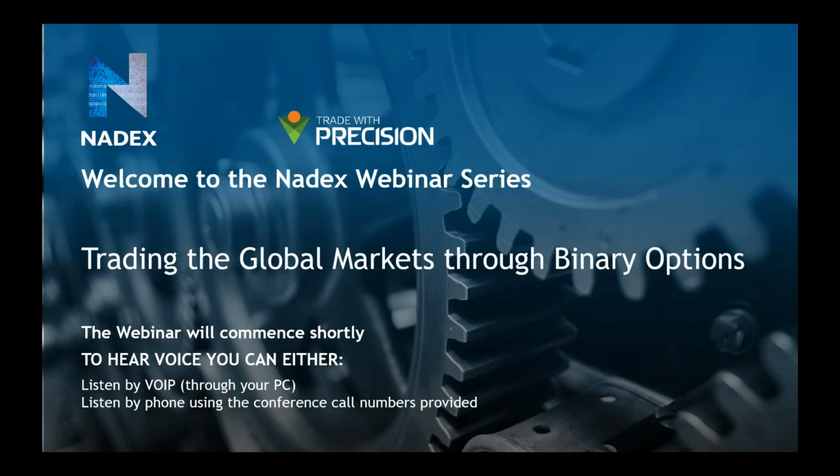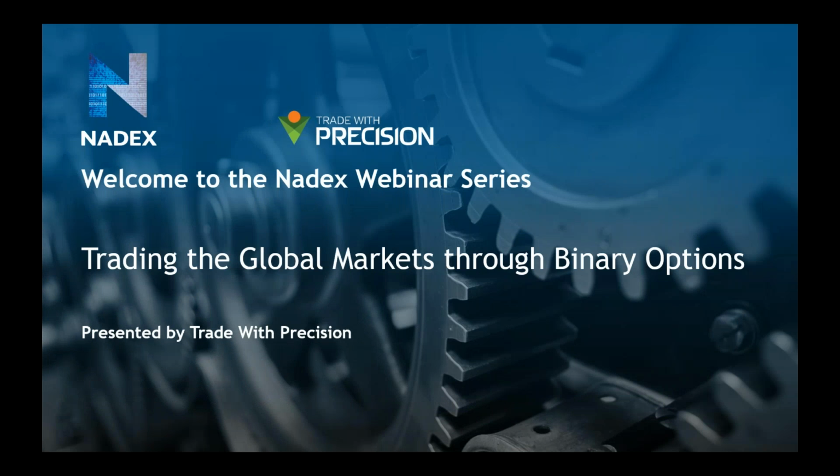Today, it's trading the global markets through binary options. One big hands-on case study. What is it that the markets are telling us, and how can we trade those potential setups in both directions using those great Nadex contracts?